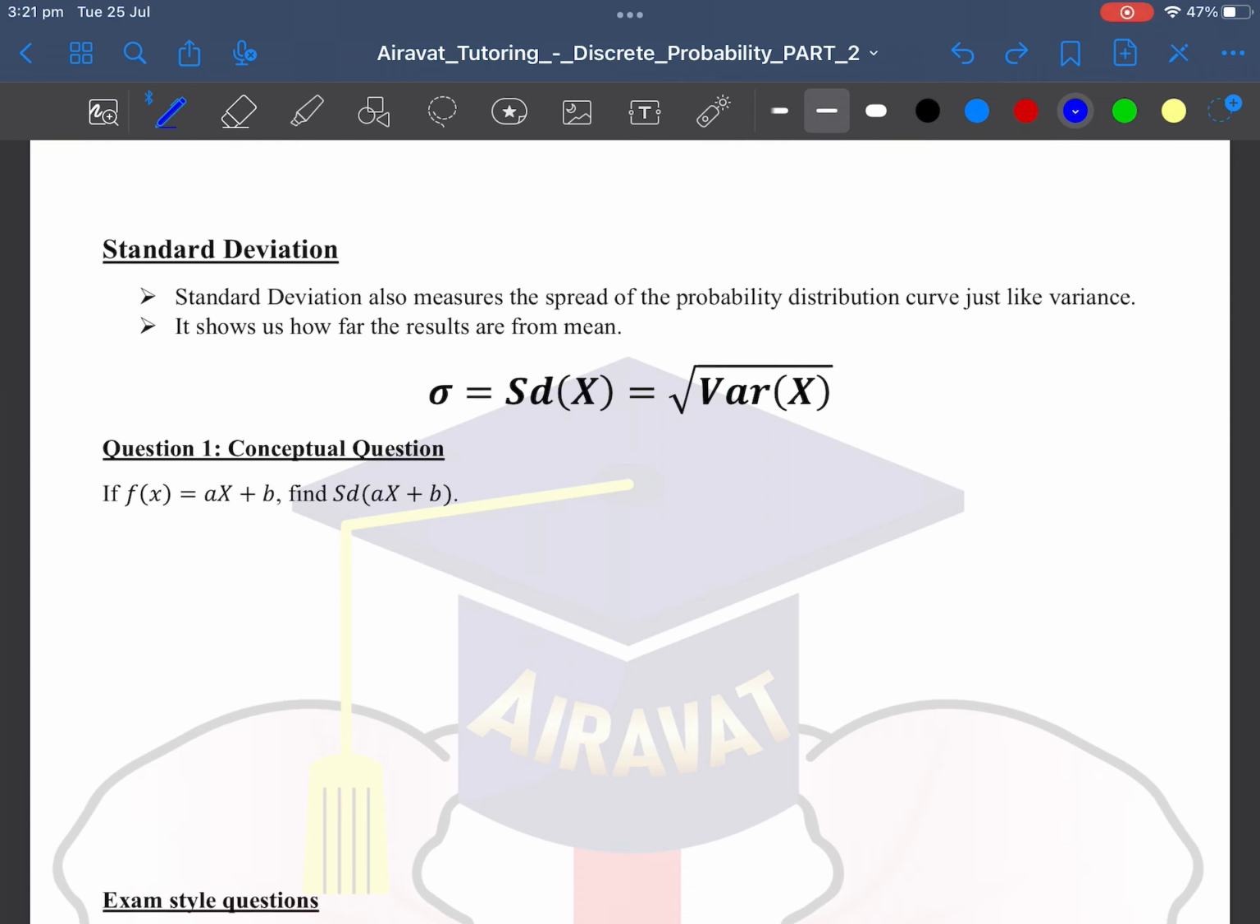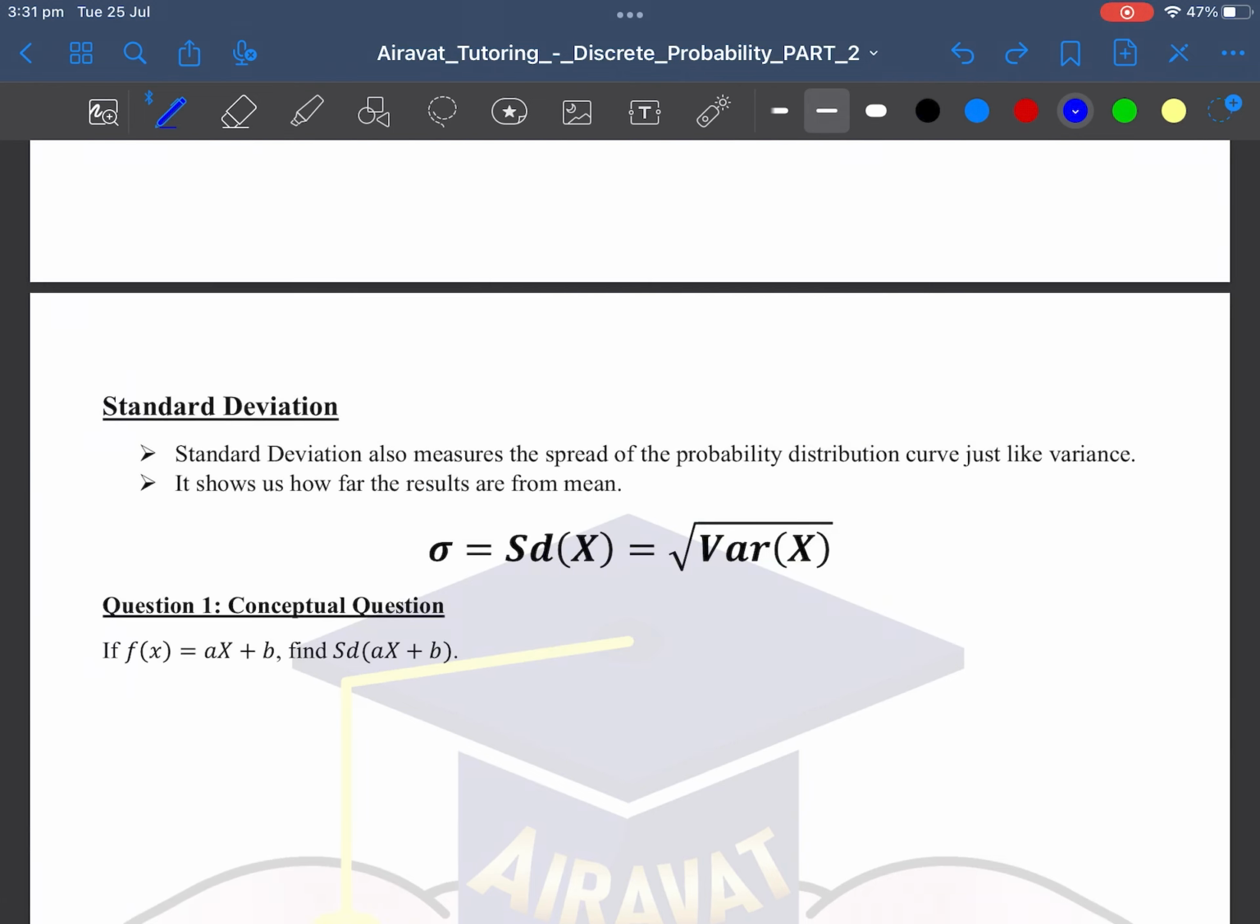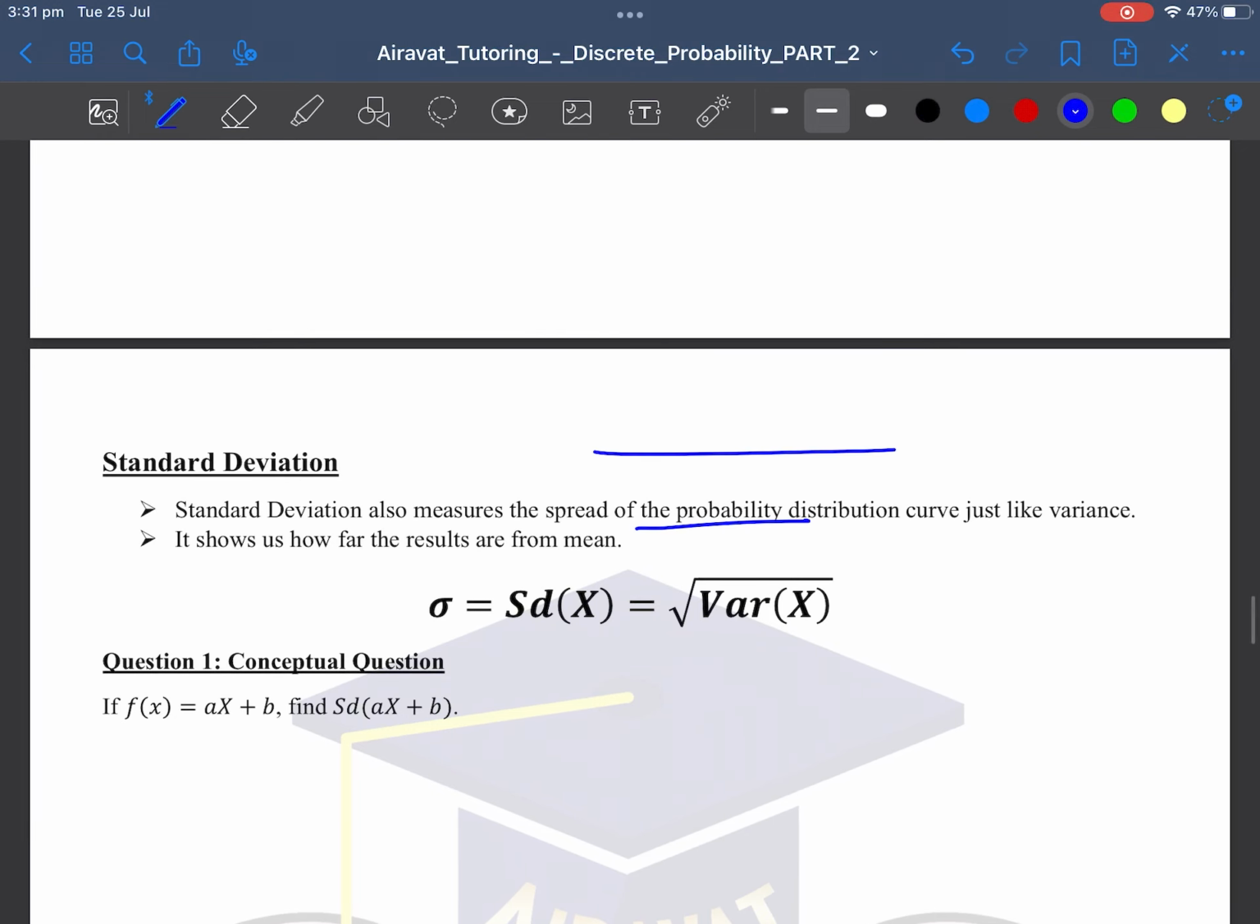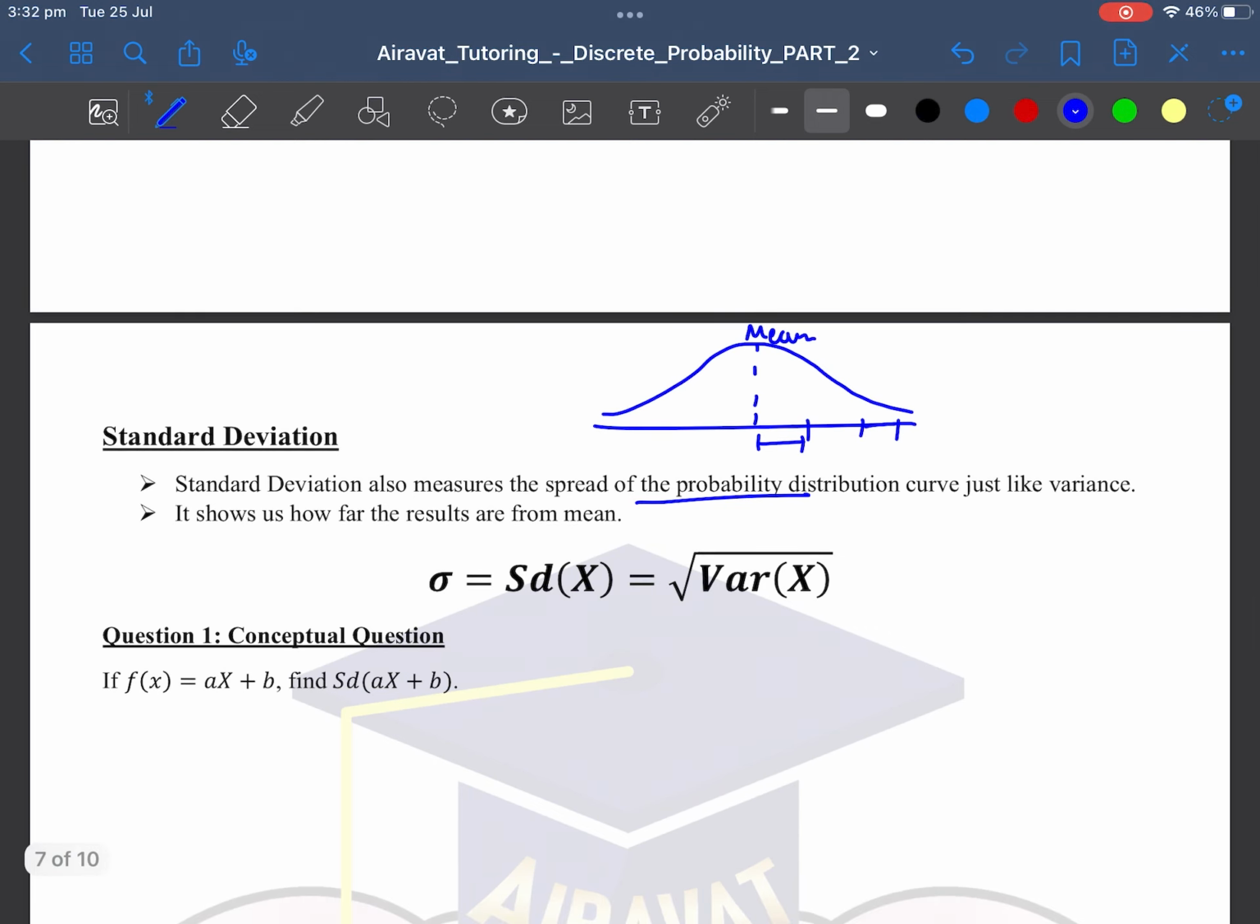Okay, let's now move on to standard deviation. Alrighty, so let's now look at standard deviation. Standard deviation also measures the spread of a probability distribution, just like variance, but it shows us how far the results are from the mean. So similar to what variance does. Here's an example. Let's say you have this bell curve, and this is your mean. Well, there's 1 standard deviation, 2 standard deviations, 3 standard deviations, and so on and so forth. It shows us how far the results are from the mean. So this is 1 standard deviation away, this is 2 standard deviations away, this is 3 standard deviations away, and so on.